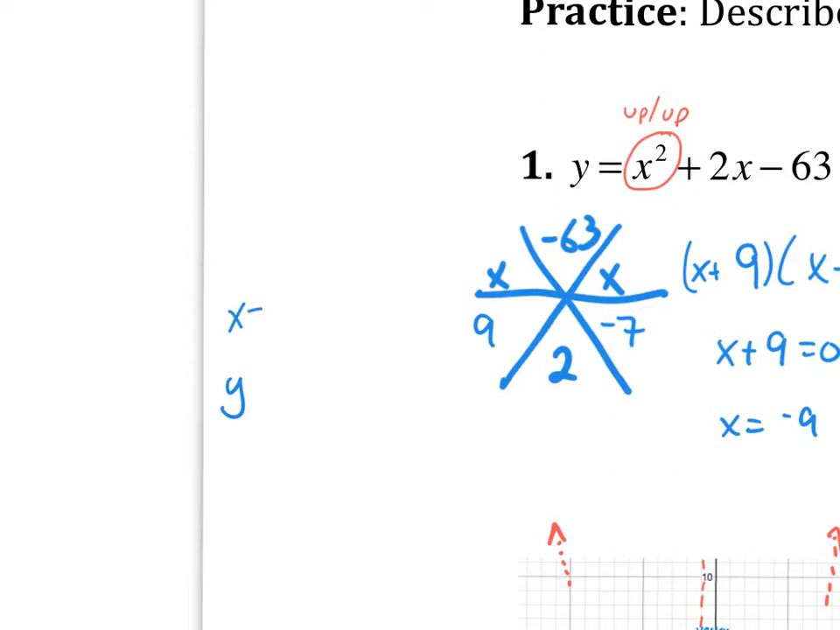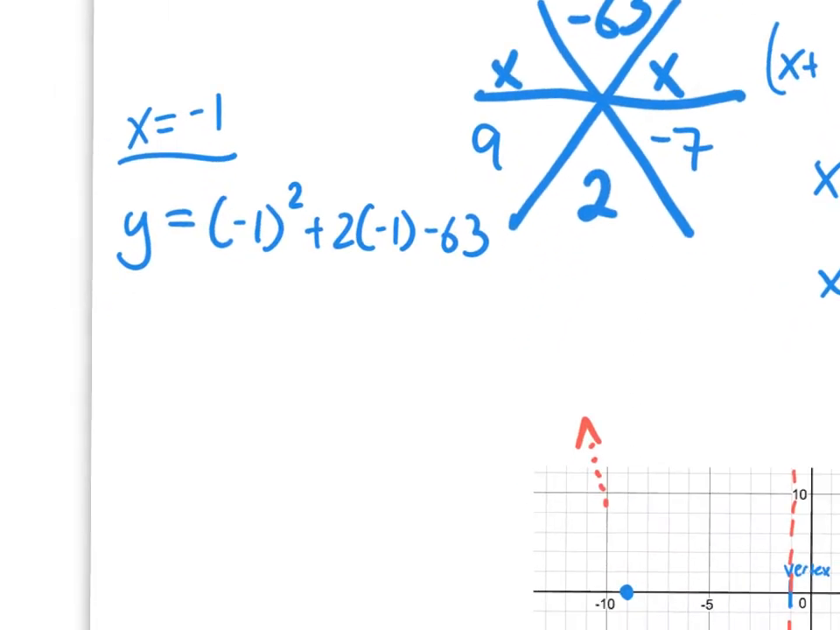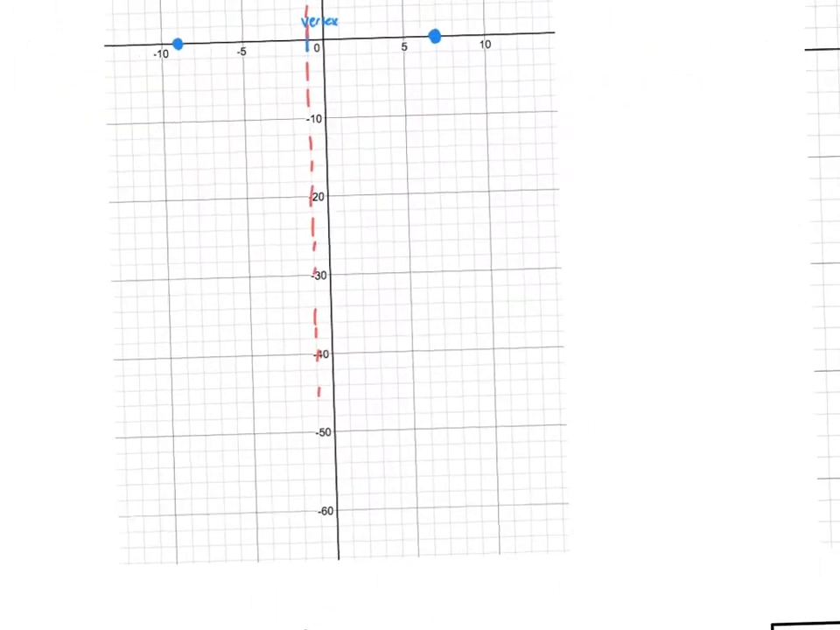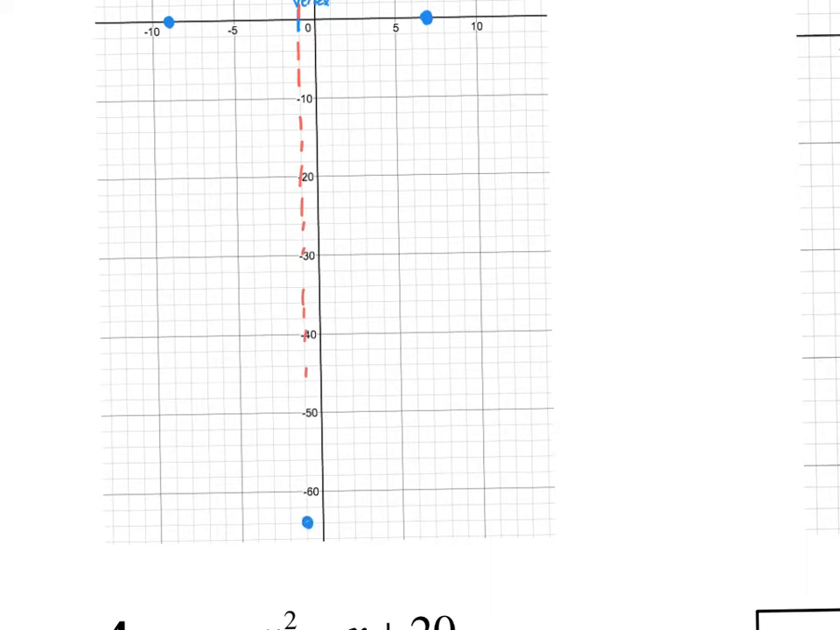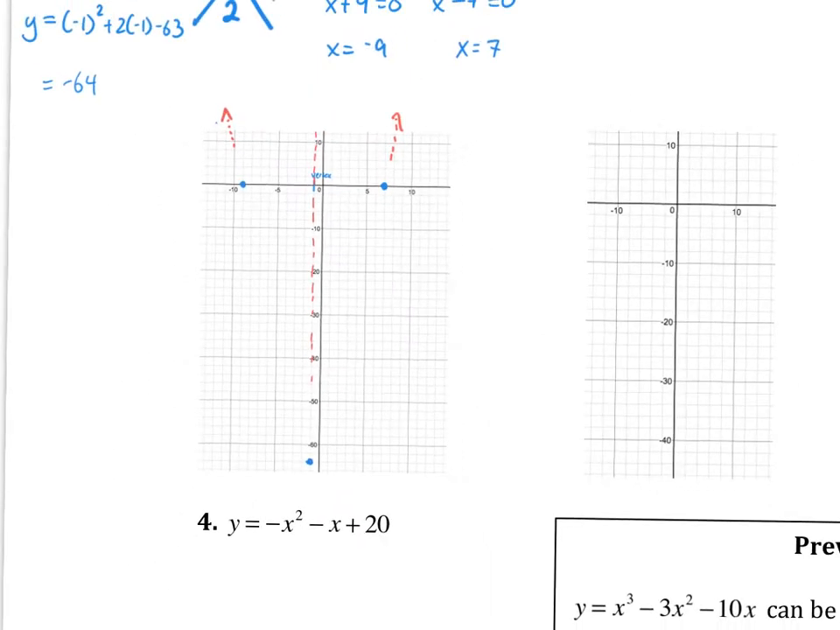So x equals negative 1. So y is (-1) squared plus 2 times (-1) minus 63. Keep working through this to get a negative 64. So now I actually have negative 64 right there. When I graph this function, I see that it's an up-up function, and it drops all the way down to the negative 64, and it's going to come up now through the positive 7, with arrows on either end.